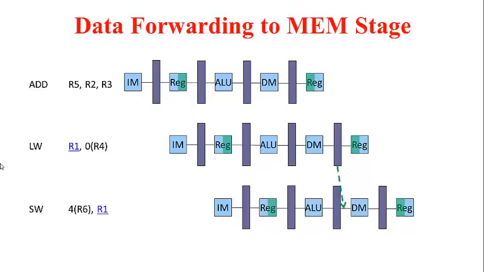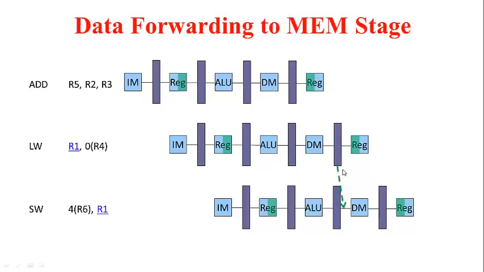A question to you is, suppose we do not do any data forwarding, how many cycles of stall will be required for this store word instruction? Well, it will require 3 cycles of stall if we had a register file without the read after write arrangement. If we had a register file with the read after write arrangement, it will require 2 cycles of stall. But of course, with data forwarding, we do not need any stalls at all.